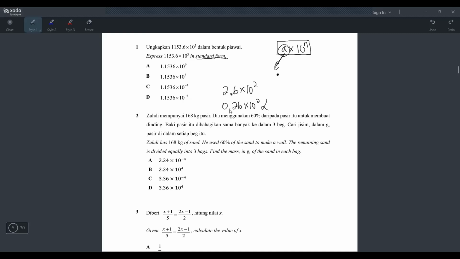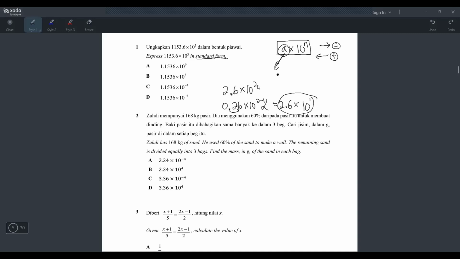Because, as I said already, in standard form the value here can only have one digit before the decimal point, and the digit cannot be zero, so this one cannot. So how to change this into standard form? You move the decimal point to the right, not to the left. Every time you move to the right, the power you have to minus. Sorry, I made a mistake at first. Every time you move to the right, the power you have to minus, and every time you move to the left, the power you must plus. So if I move to the right here, it becomes 2.6, and the power 2 you have to minus 1, so it becomes 10 power 1. And then it becomes standard form already.